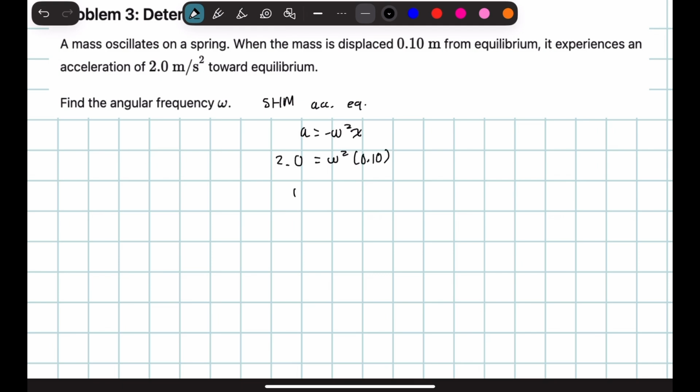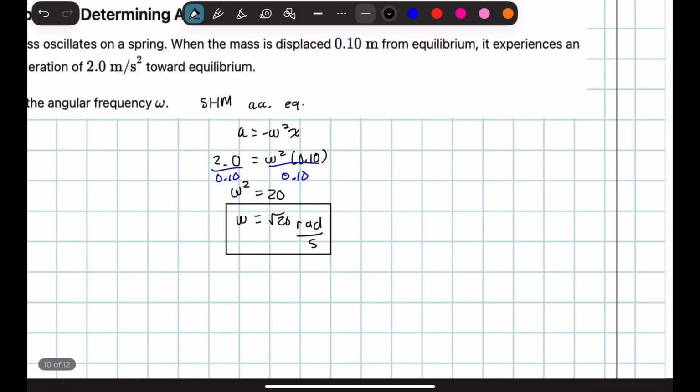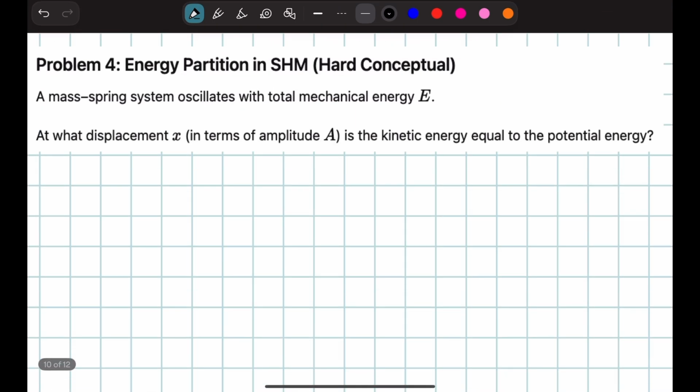So we can rearrange this for omega squared is equal to 20, dividing both sides by 0.10. So we have omega is equal to the square root of 20. And that's going to be in radians per second, because omega is similar to velocity, and velocity is meters per second, so this would be radians per second. Now we can do our next problem.